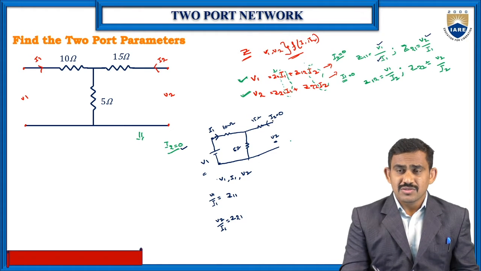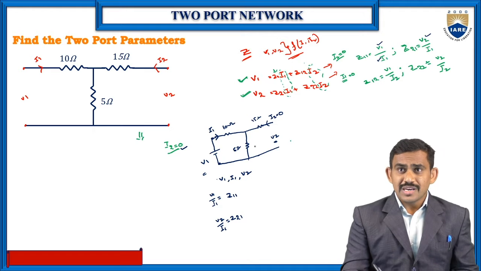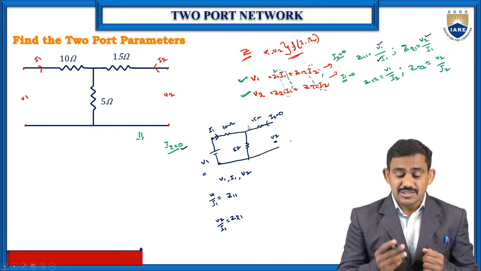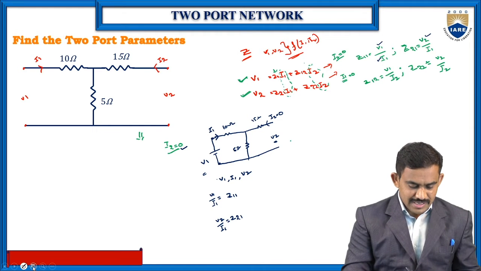I2 equals 0. Then what about the 15 ohms current? So the 15 ohms current is 0. Here I have a small logic. Just observe.